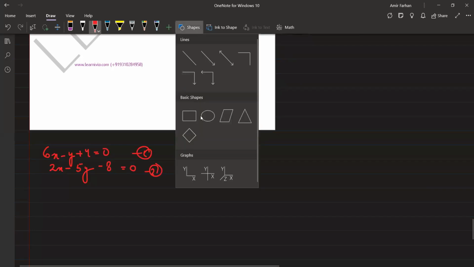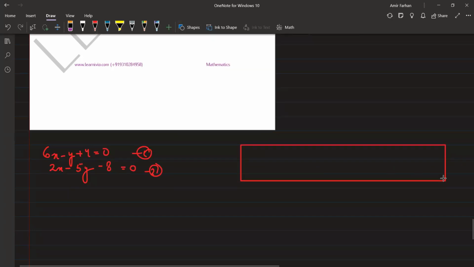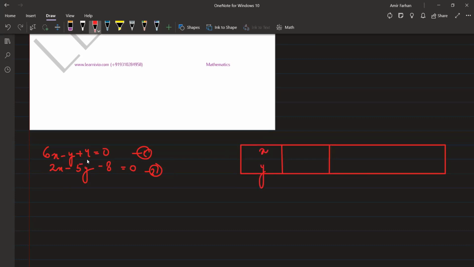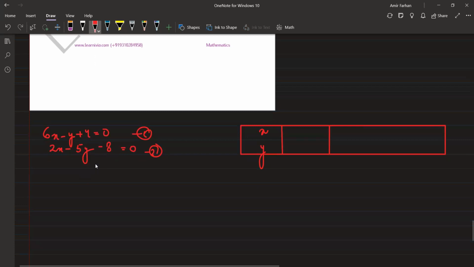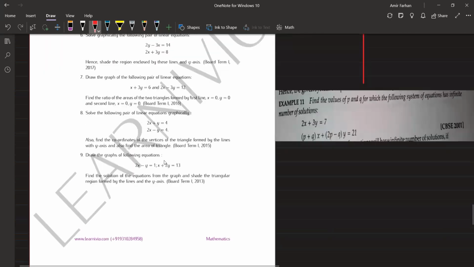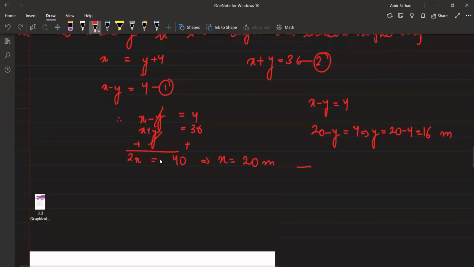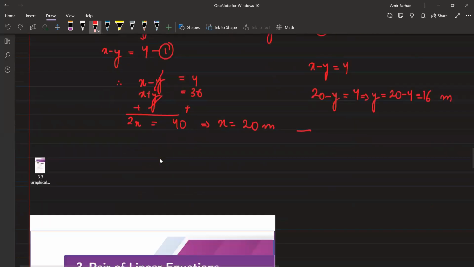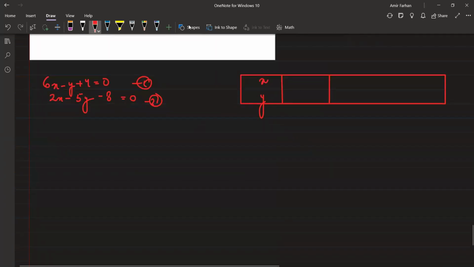We need to find the solutions of this linear equation. Yes or no? Yes, sir. First we'll take if x is equal to 0. Okay, so this is our x and this is our y. Is that clear to all of you? Yes, sir. Just give me a second.